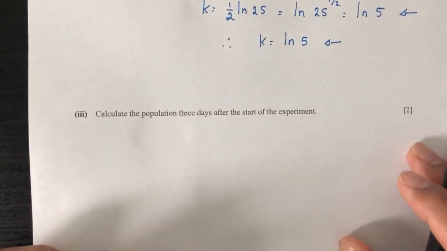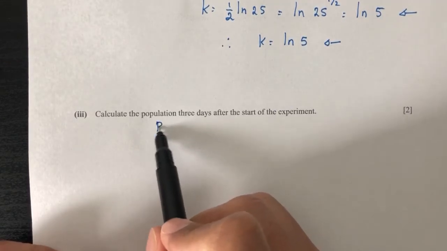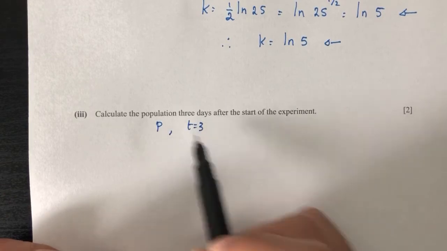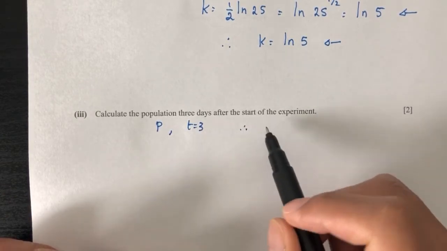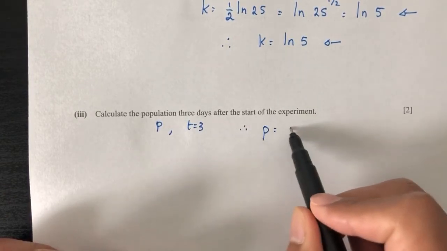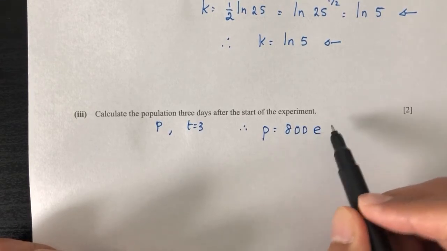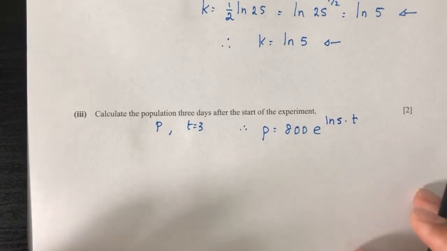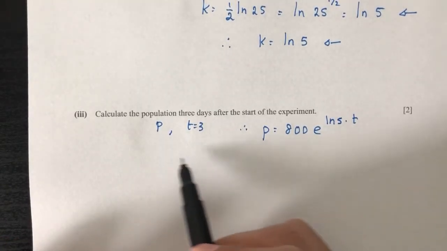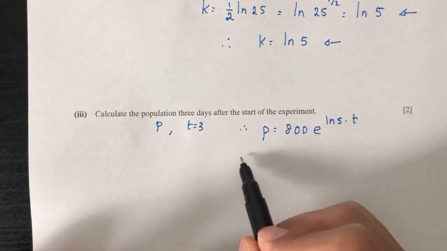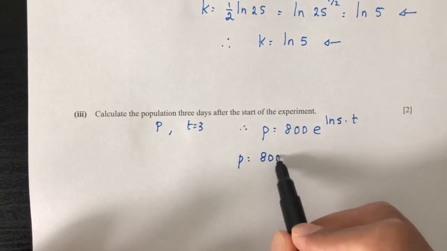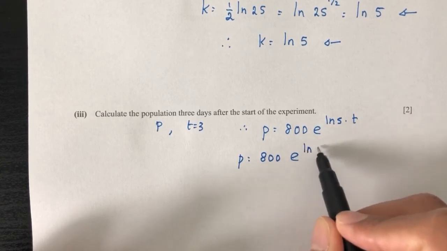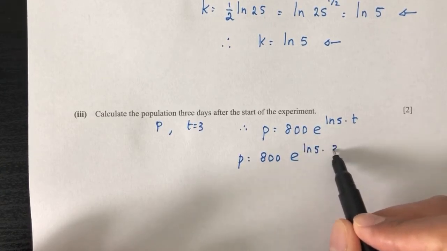Now moving on to part 3. Calculate the population, which is P, at 3 days, t equal to 3. So find P when t equal to 3. So now our equation is what? It is P equal to 800 e^(kt), k is ln 5 times t. Okay, so let's do that. So let's replace t as 3 here. So P will be 800 times e to the power of ln 5 times 3.